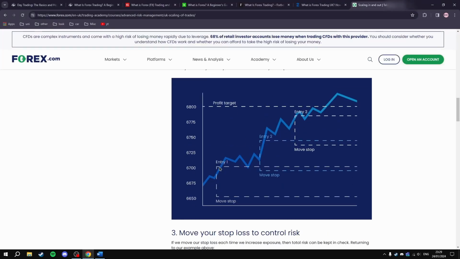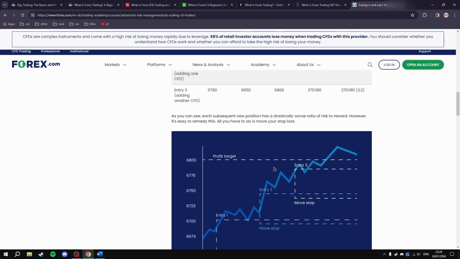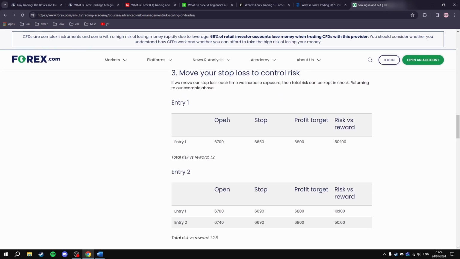So entry 1, we entered here. Stop loss is here. Entry 2, move stop loss up here. Entry 3, move stop loss up here. Profit targets here. Move your stop loss to control risk.